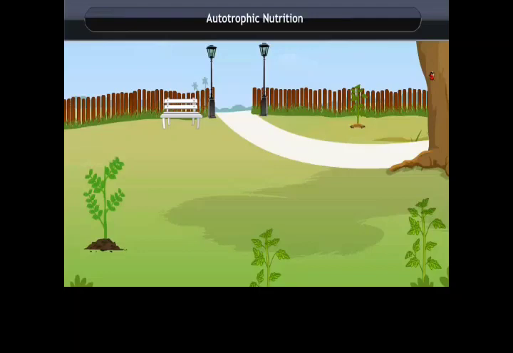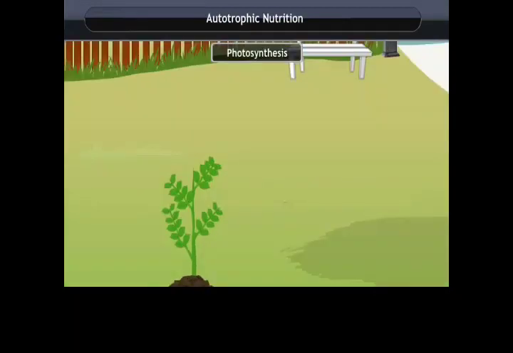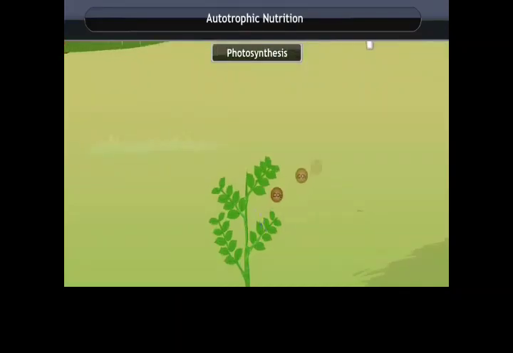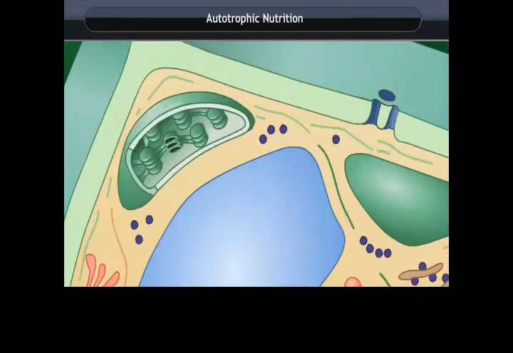Autotrophic nutrition. Photosynthesis. Autotrophs like plants have the ability to synthesize their own food materials by photosynthesis. They absorb water and minerals from the soil, and carbon dioxide, and finally these get converted into carbohydrates in the presence of sunlight and chlorophyll. The chloroplast of the leaf contains chlorophyll, which is the site of photosynthesis.